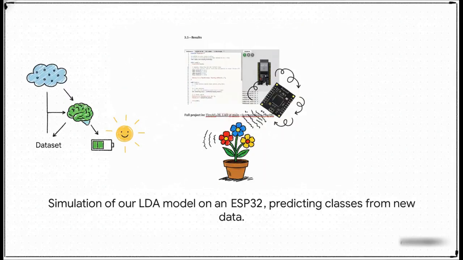And here it is, the grand finale. This is a simulation of our code running on an ESP32 microcontroller. It's taking in new sensor readings for a flower, and right there, in real time, it's correctly predicting which species it belongs to. We've done it. We've successfully taken a pretty sophisticated machine learning algorithm from a data set on a computer all the way to a functioning, intelligent device that could run on a tiny battery.